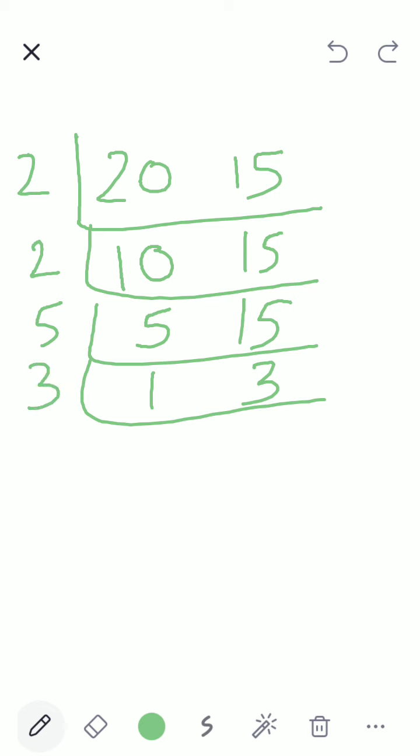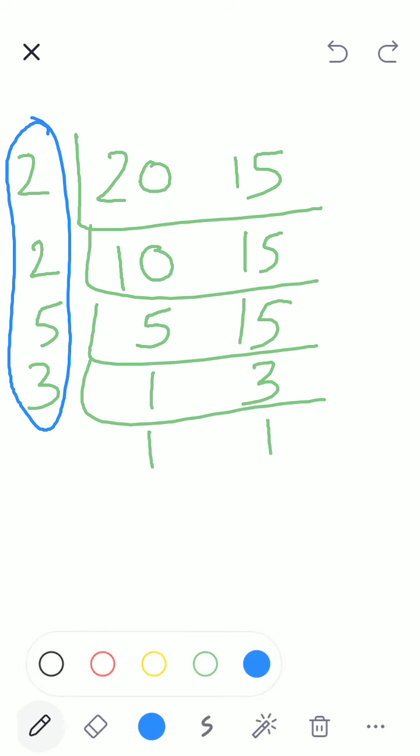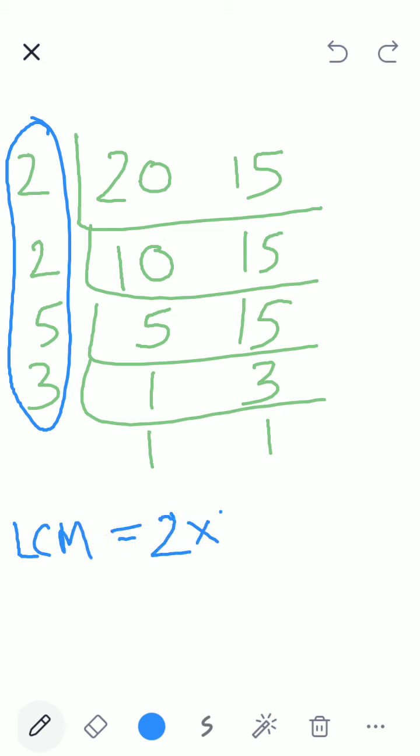Yes, very good. So one as it is. So finished. The moment I get 1, 1, it is over. So LCM is nothing but multiplication of these numbers. So LCM becomes what? 2 multiplied by 2 multiplied by 3 multiplied by 5, 60. So LCM has become 60.